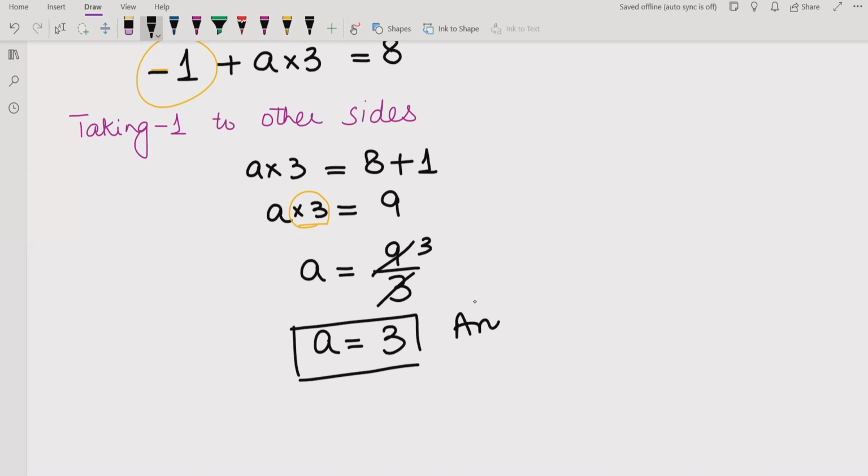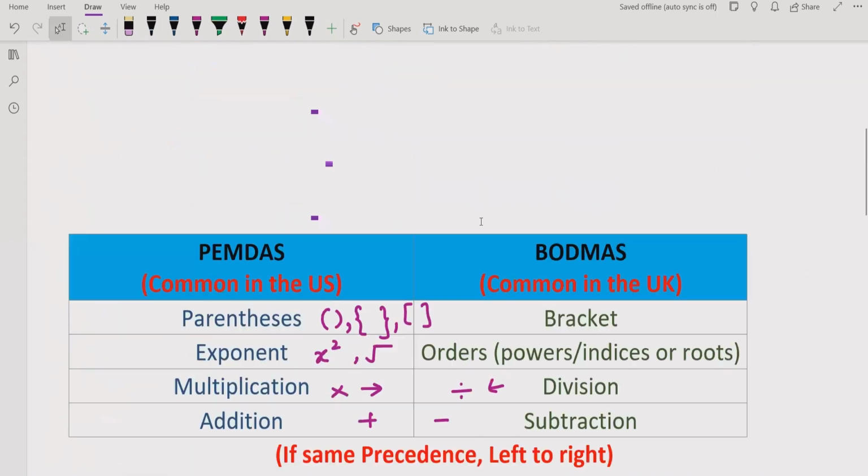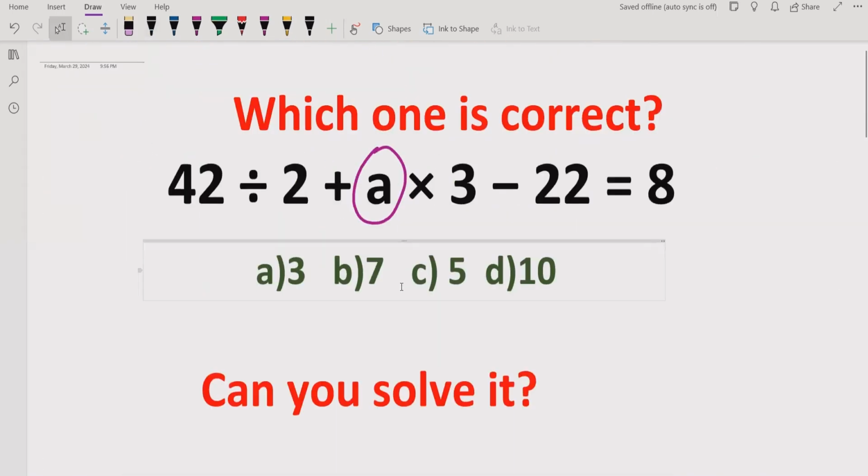So this is the answer as per the BODMAS and PEMDAS rule. Now we will see which answer is correct. Here you can see the answer a is correct, as per the rule, if you see in this expression.